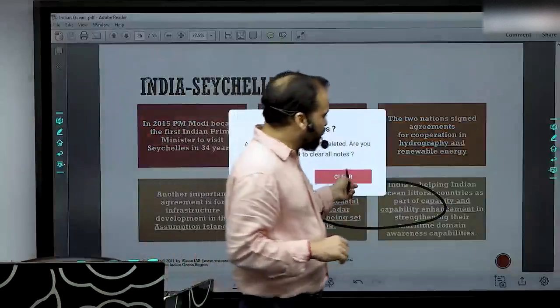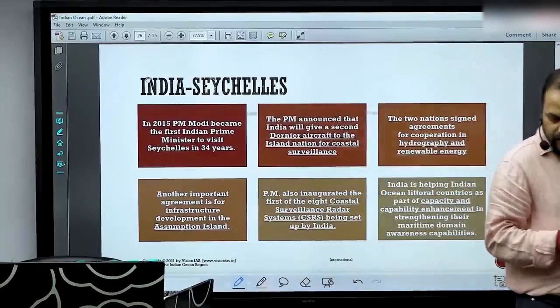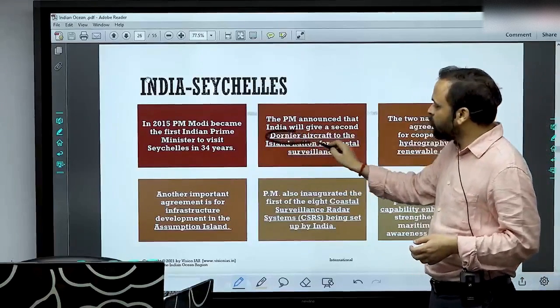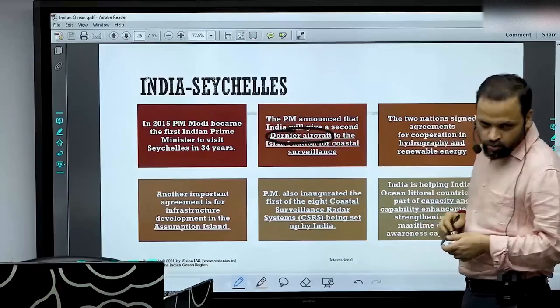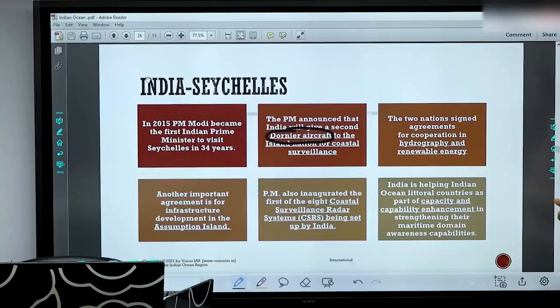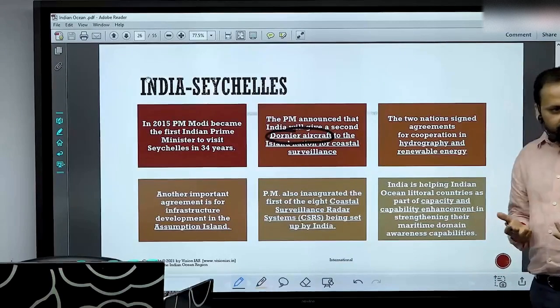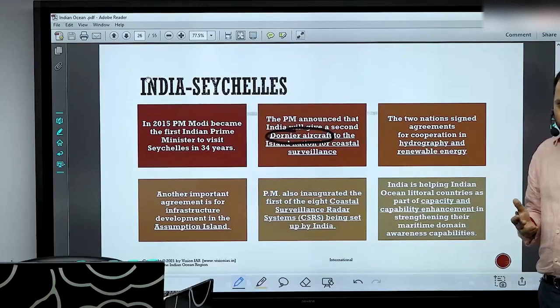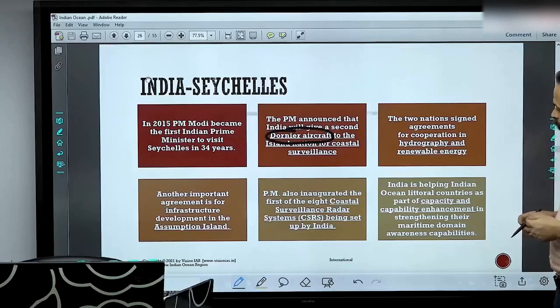In 2015, the Prime Minister visited this country. What happened? We announced providing a Dornier aircraft to Seychelles. What is this an example of? Capacity building support. What is this largely a part of? India's Sagar approach or India's role as a net security provider.